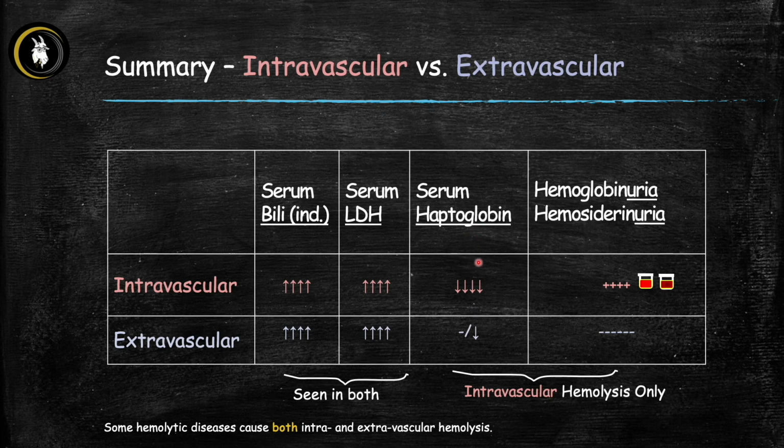But serum haptoglobin is very low or absent in intravascular, whereas it's normal or only slightly low in extravascular. And then finally, the urinary findings of hemoglobin and hemosiderin are only seen in intravascular, not in extravascular. So these two abnormalities are good markers of intravascular hemolysis only and help you distinguish it from extravascular hemolysis.